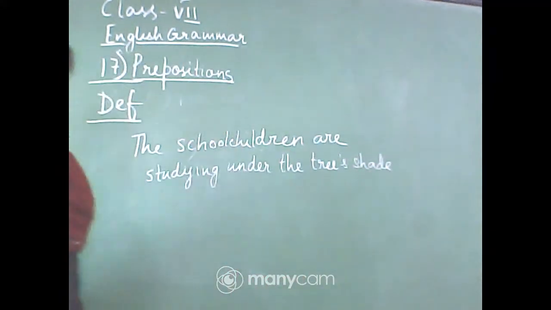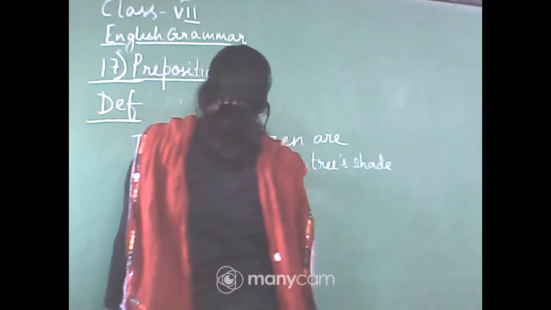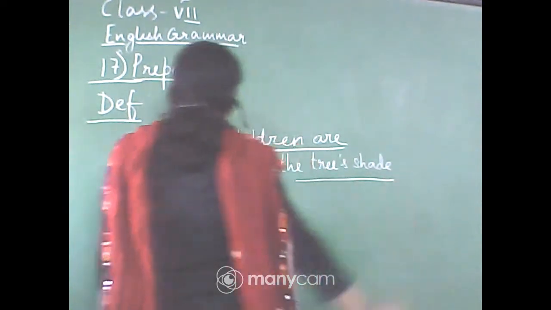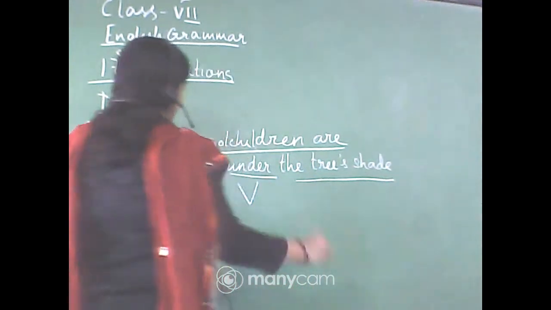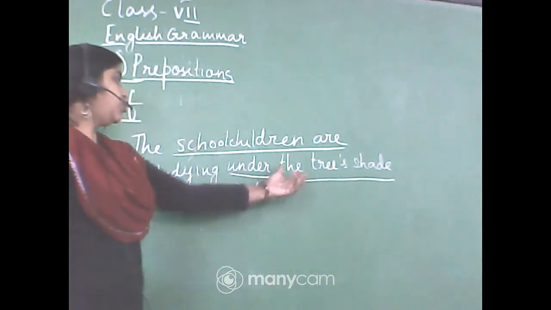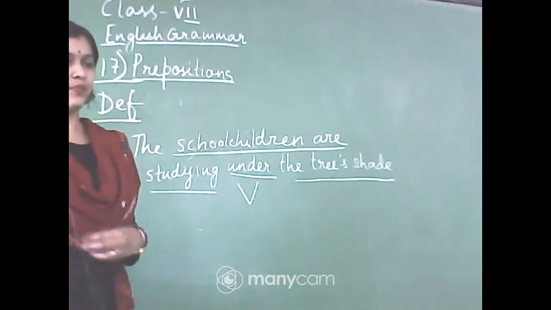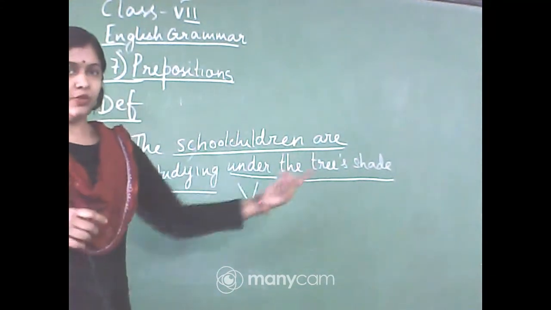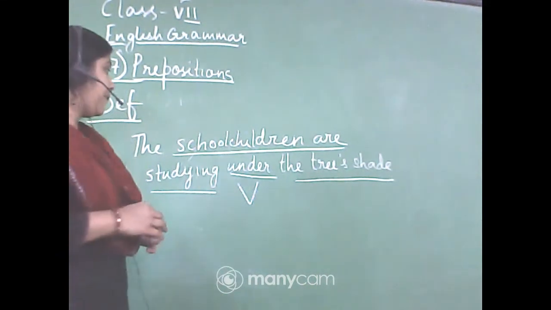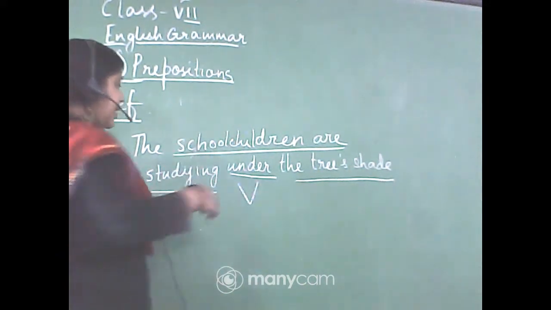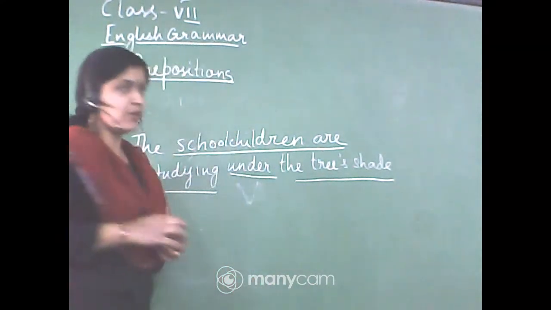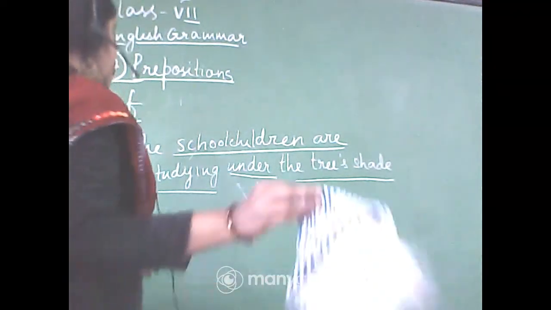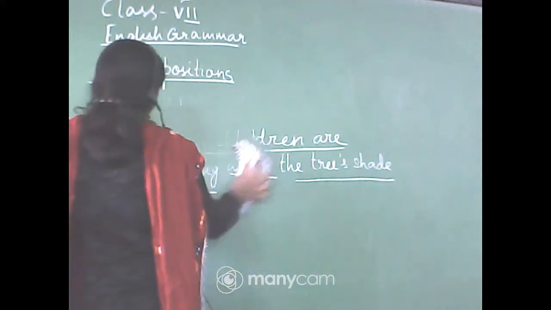Okay, so here under connects this part of the sentence with this part. So it is placed in front of this noun, sometimes it can also be a pronoun, to show its relation with the first part of the sentence. So a preposition is a word which is placed before a noun or a pronoun to show its relation with the other part of the sentence.